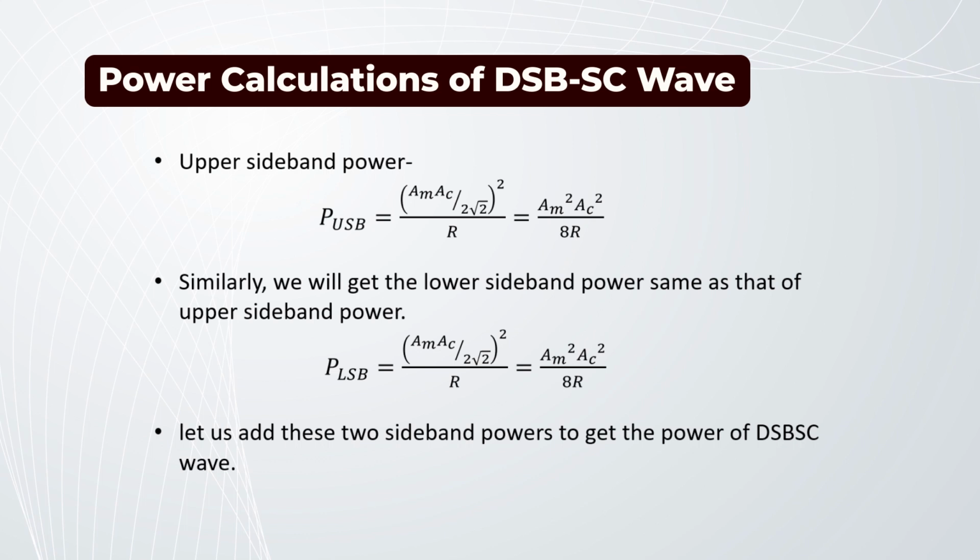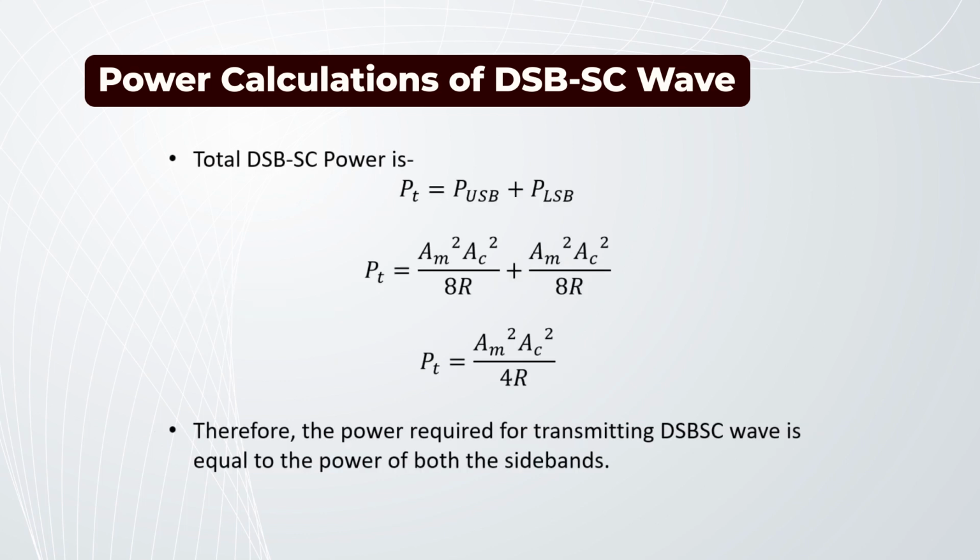Similarly, we will get the lower sideband power, which is the same as that of the upper sideband power, which is P_LSB equal to Am squared into Ac squared divided by 8R. Now, we will add these two sideband powers to get the total power of the DSB-SC wave.